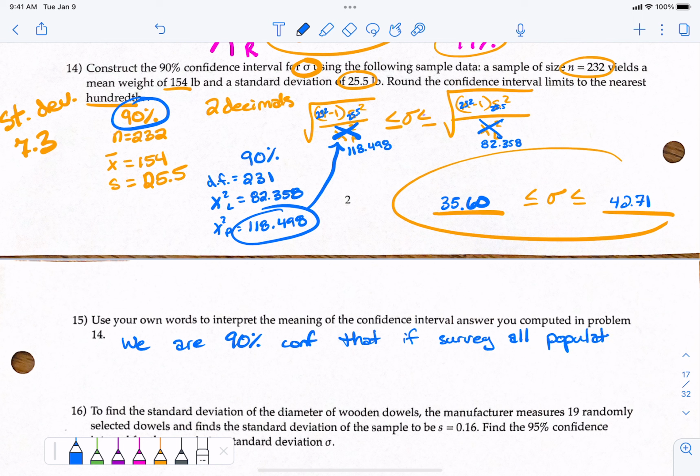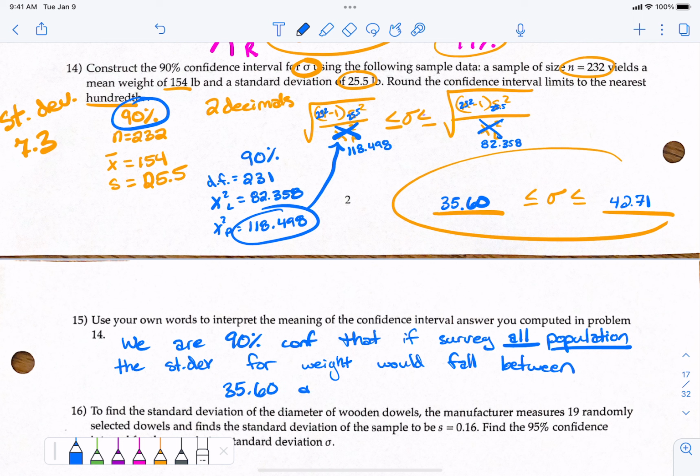If we survey all of the population, the standard deviation for their weight, because it says mean weight, would fall between 35.60 and 42.71. Is that pounds or not? Yes, pounds.